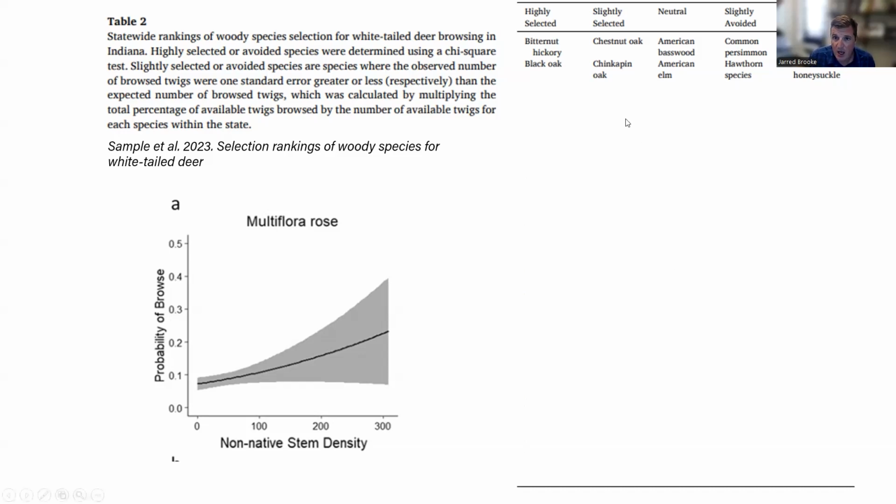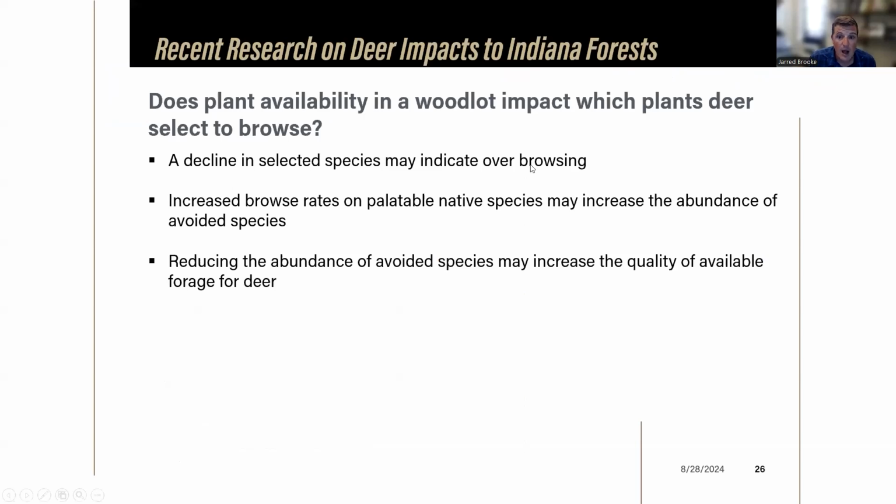And then you can see up there on the right some examples of what are highly selected versus slightly neutral, avoided, or highly avoided species. And I'll show you more examples of those later on. So does plant availability in a woodlot impact which plants deer browse? Absolutely. So a decline in selected species may indicate overbrowsing.